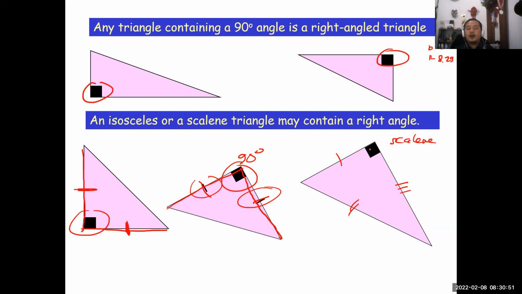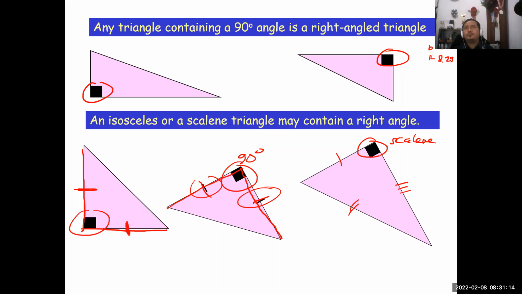And notice that a scalene triangle can also be a scalene with a right angle triangle. So this one, we name it scalene right angle triangle. Okay, so we don't really need to memorize the names for the triangle. You'll need to understand that we have 3 types of, actually 6 types of triangles.